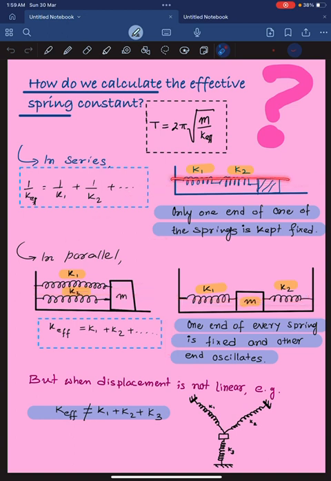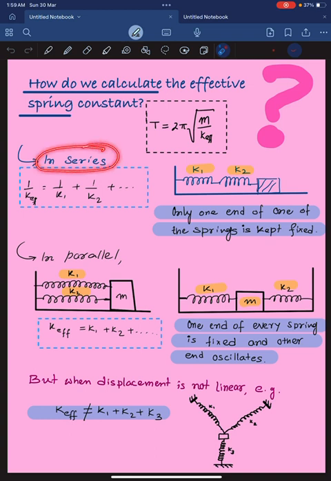For example, these three cases are the cases where all the springs are connected along the same line. But this case is the case where the springs are connected in different directions, right? So when they are connected along the same line, then we can calculate the effective spring constant very easily. It is because the displacements can be added very easily.